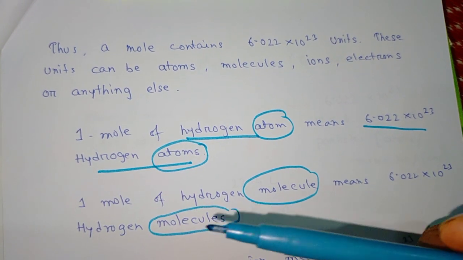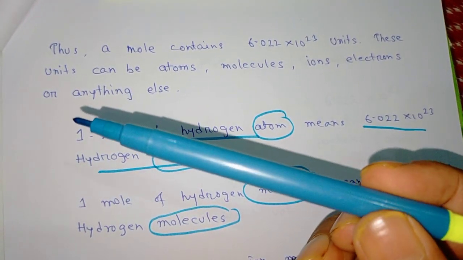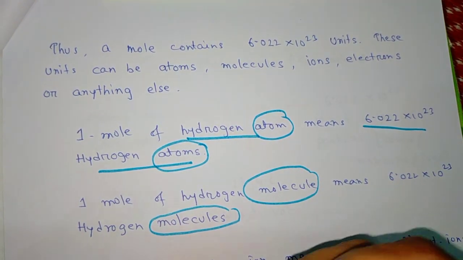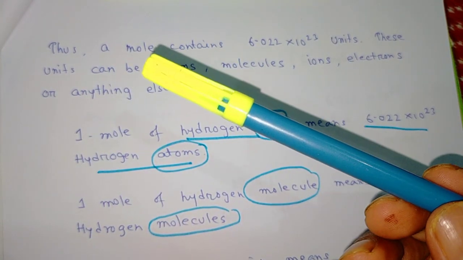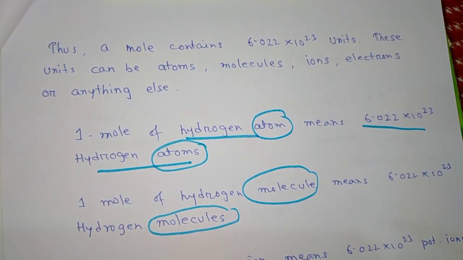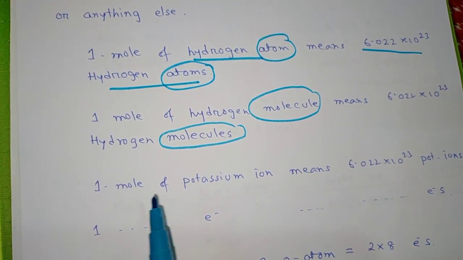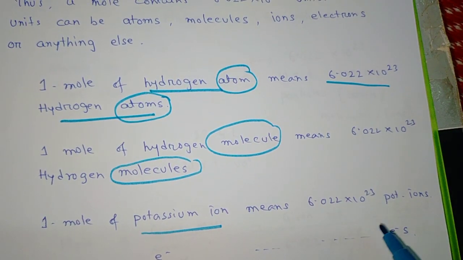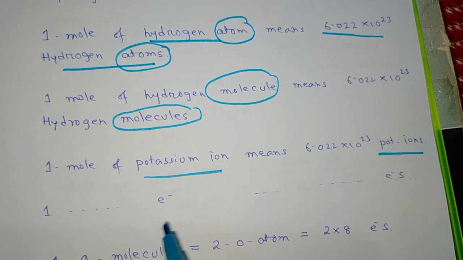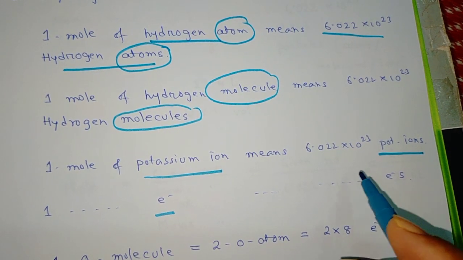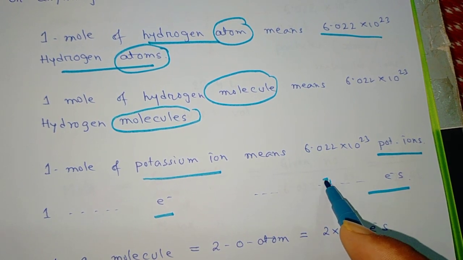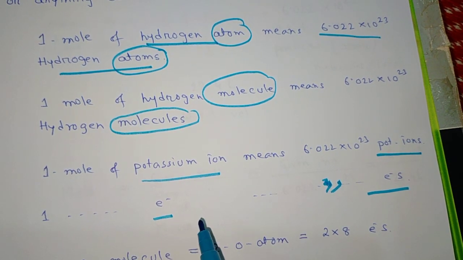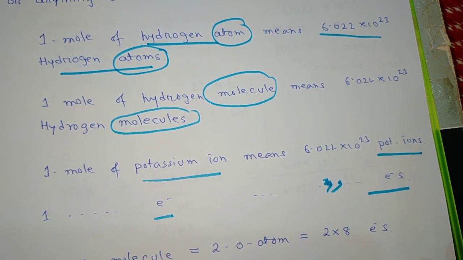It is just like 1 dozen of pen bodies means 12 pieces, and 1 dozen of pens with lids also means you have to give 12 pieces. So remember this part, students: it is a unit of a number. 1 mole of potassium ion means 6.02 × 10^23 potassium ions. 1 mole of electrons means 6.022 × 10^23 electrons, and 1 mole of human beings means 6.02 × 10^23 human beings.